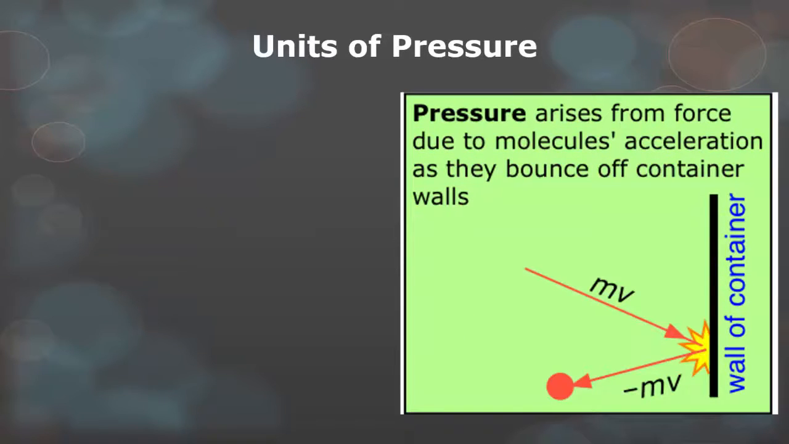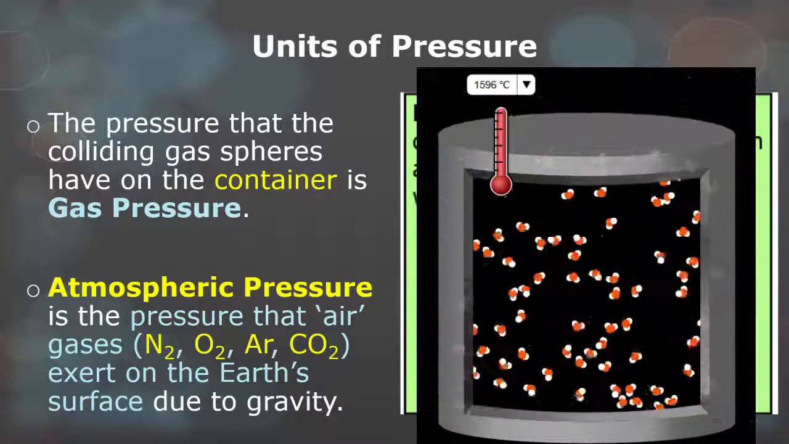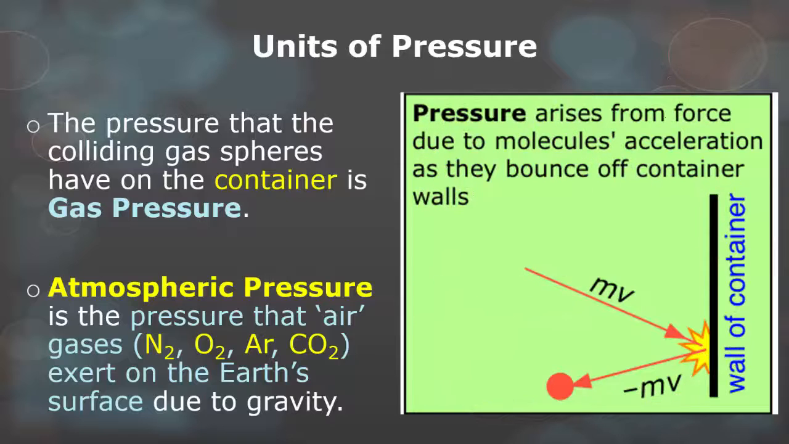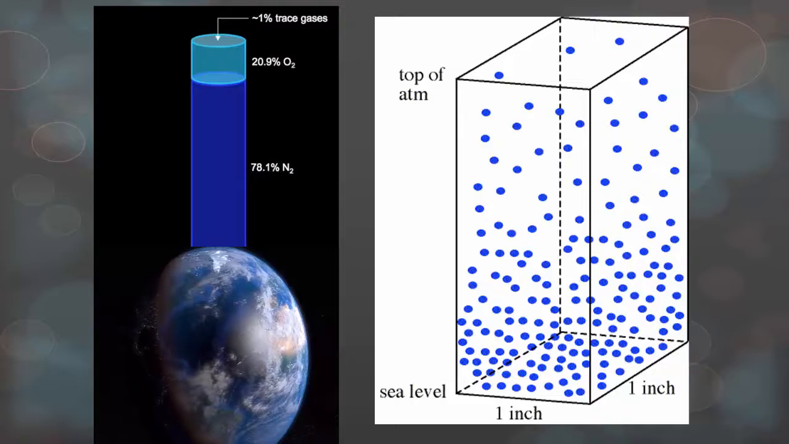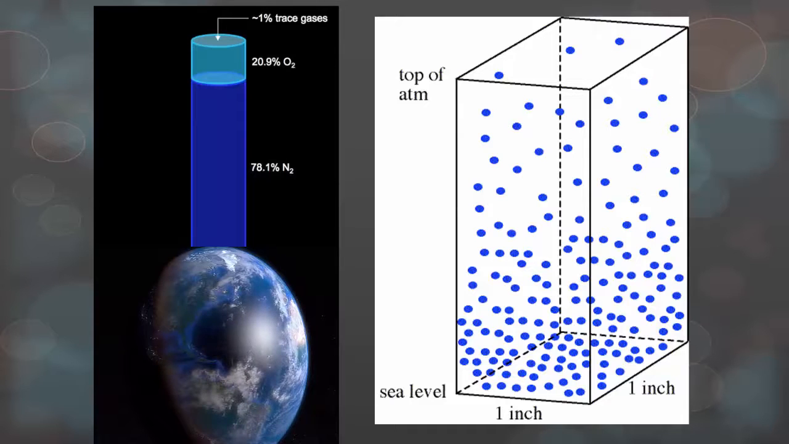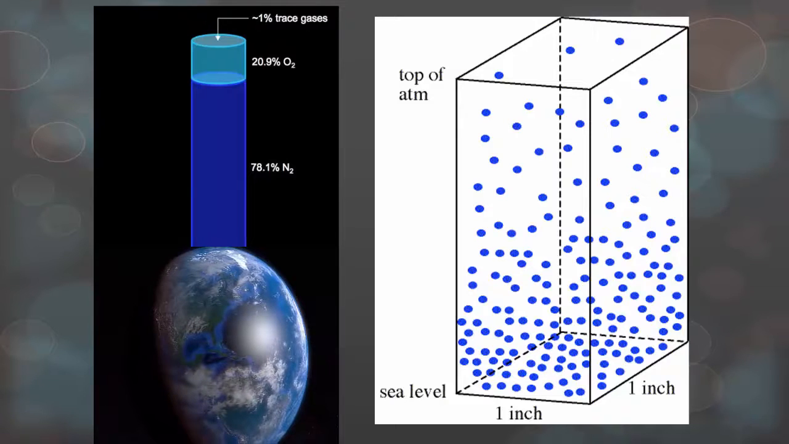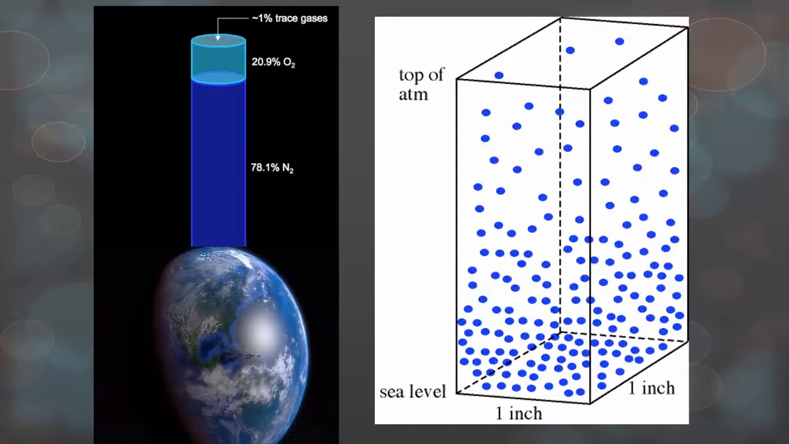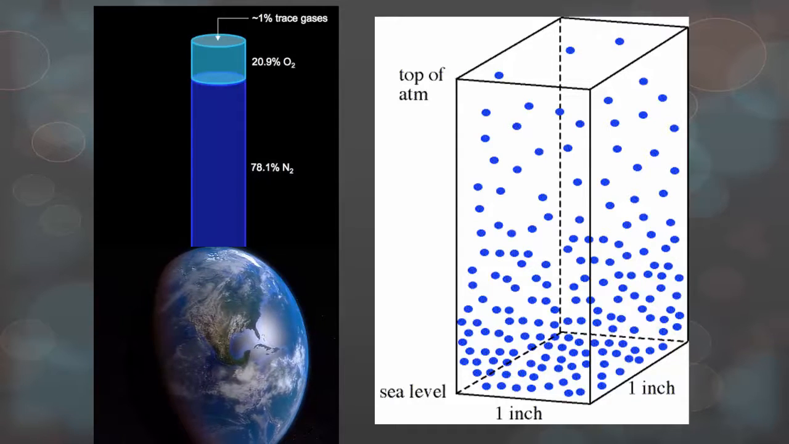So we're going to now focus on the units for pressure. The pressure that the colliding gas spheres have on the container is what we call gas pressure. Atmospheric pressure is the pressure that the air exerts on the Earth's surface due to gravity. Let's say you're just examining a section of the Earth's atmosphere. As you notice on the left-hand side, the Earth itself has a layer of gas we call the atmosphere, and about 78% is nitrogen. The other 21% is oxygen, and the remaining percent is just different types of gases. They can be hydrocarbons, or any sort of soot or ash or any other type of particle that can become a gas.